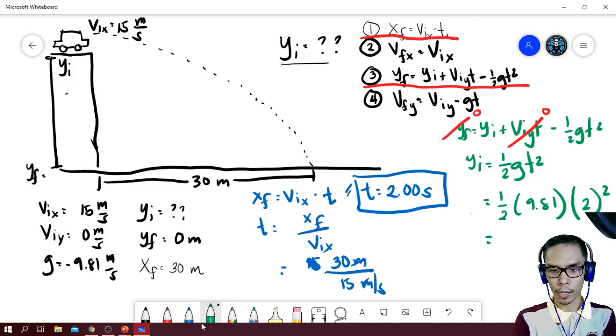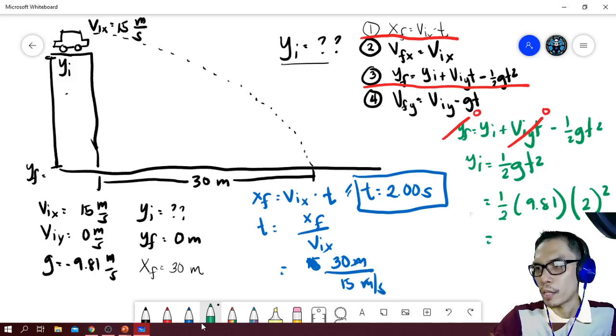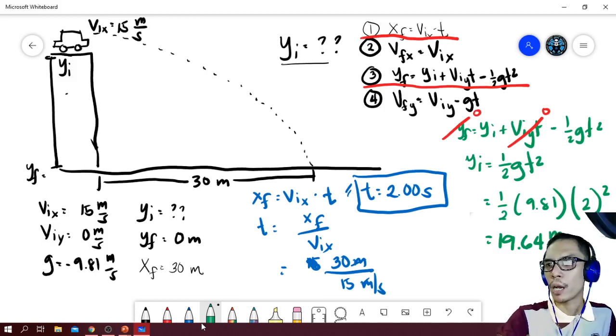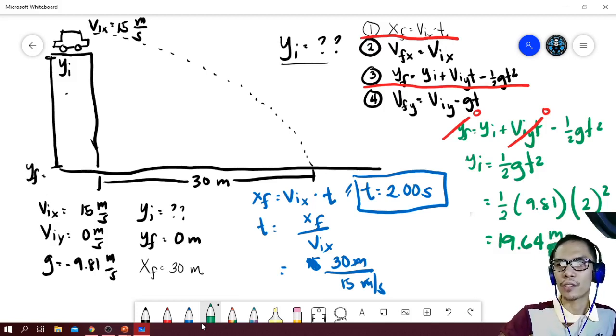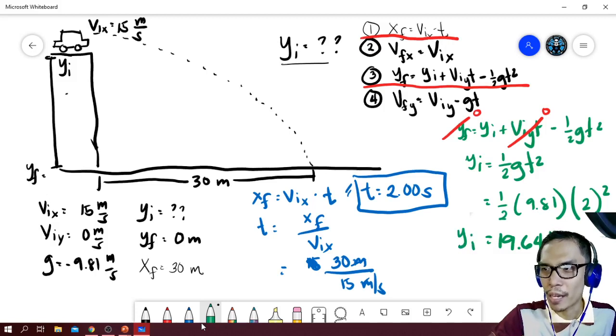So we have 4.91 times 4. That will be 19.64. Okay, sounds reasonable. The value is reasonable for the height of the cliff. The height of the cliff is 19.64 meters, not meters per second, so pardon me for that.